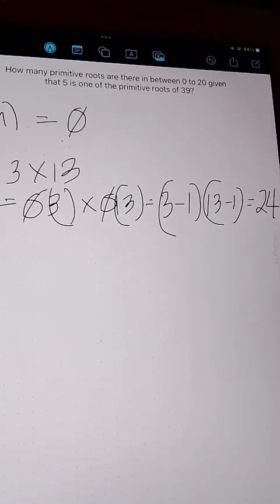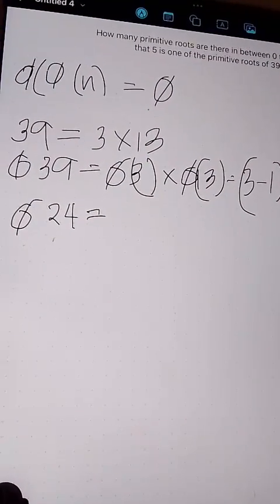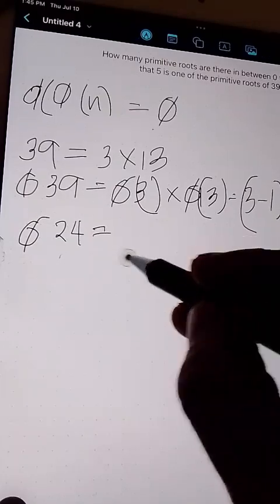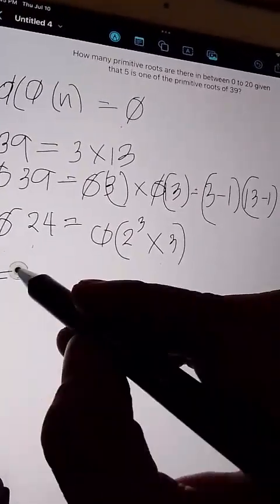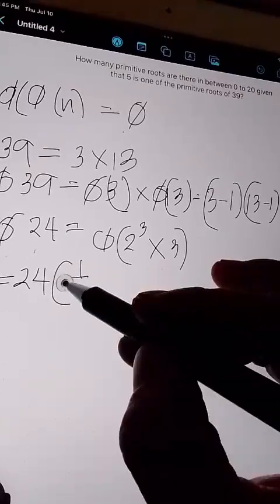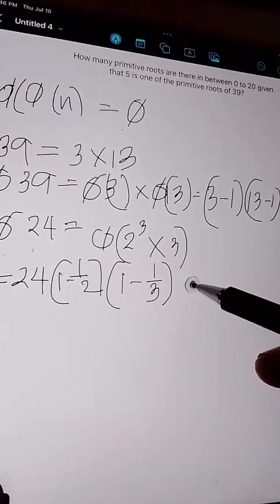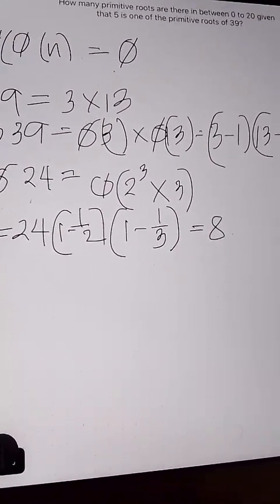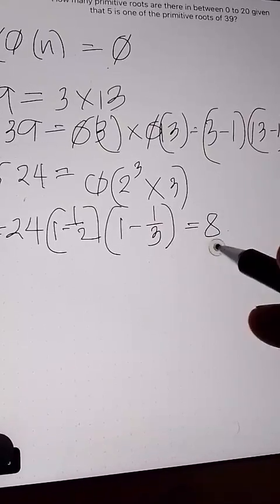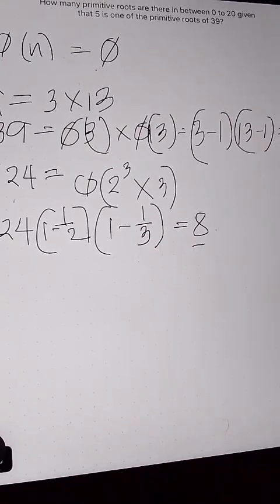So the number of primitive roots is φ(24). So φ(24) is equal to φ(2 raised to the power of 3 times 3). So 24 times 1 minus 1/2 and 1 minus 1/3, which is equal to 8. So since the primitive roots are between 0 and 20, we need to find which of these 8 primitive roots fall in this range.